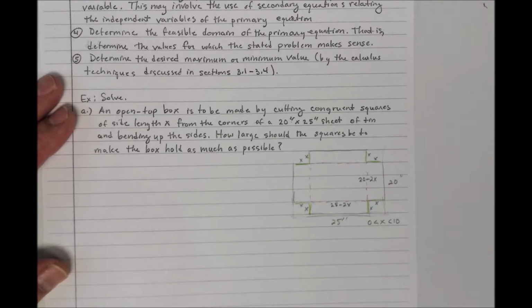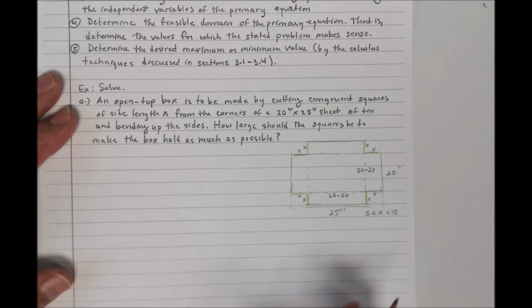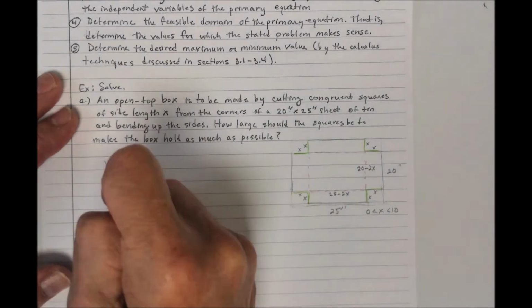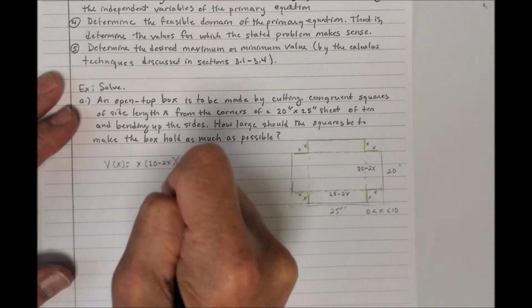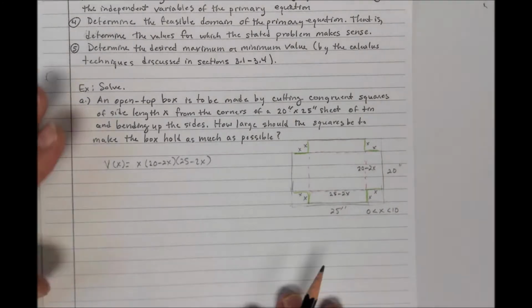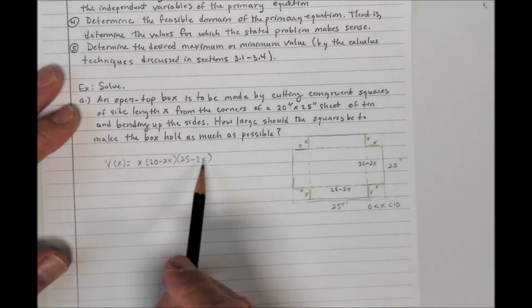So I'm thinking I can get my volume. Now, a volume of a prism like this is going to be length times width times height. So I'm going to say V of X is equal to X times 20 minus 2X times 25 minus 2X. And those would be my length, width, and height, not necessarily in that order. All right, so now that's the guy I'm going to try to maximize. That's my primary equation, and it has a single independent variable, X, so I don't need a secondary equation. I can go right after this, and I am not going to use some kind of weird product rule.